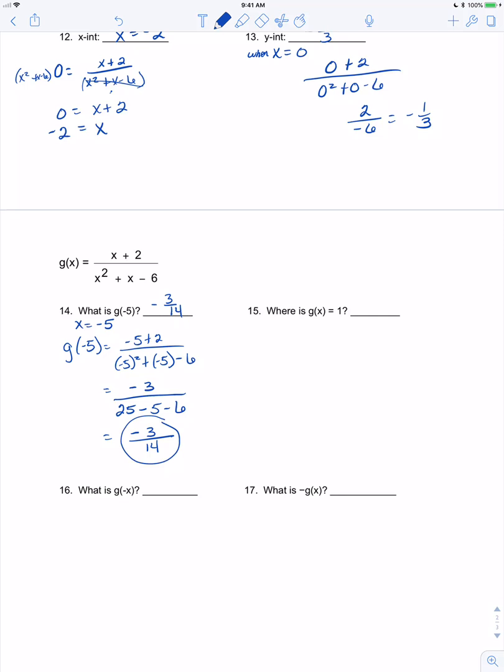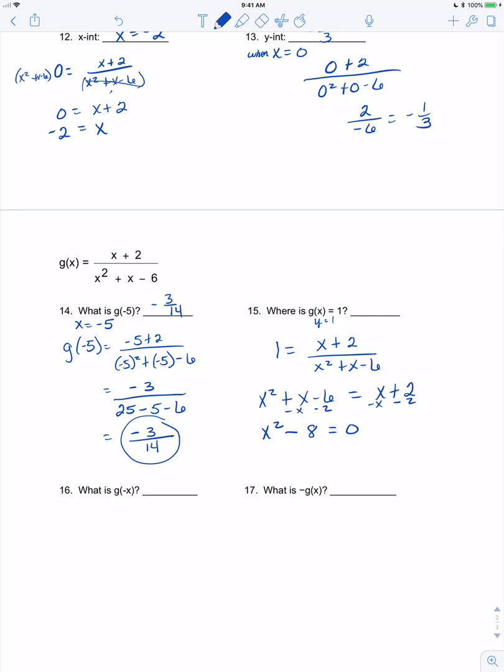So the next one, where is g of x equal to 1? Well, remember that means like the y is 1. So we're going to set this equation equal to 1 and then solve for x. Okay, well, if I multiply both sides by the denominator, x squared plus x minus 6, I'm saying that's just times that 1. So x squared plus x minus 6 is equal to x plus 2. Well, remember, in order to factor these, it all has to be equal to 0. So we're going to subtract our x. That's going to give us x squared. We're not going to have any x's. Then we'll subtract our 2 out. So that's minus 8 is equal to 0.